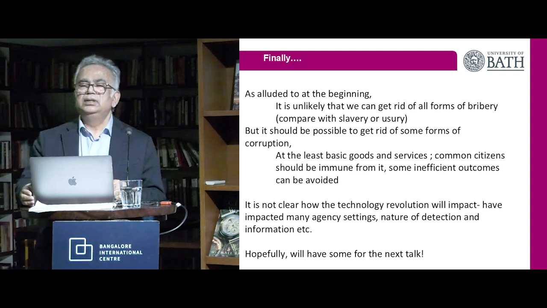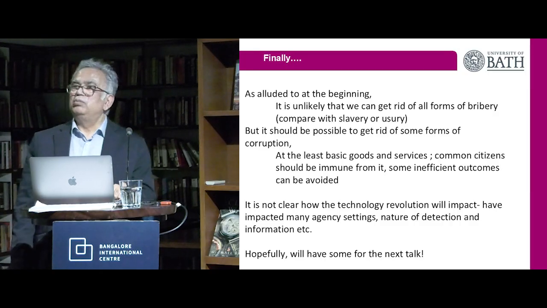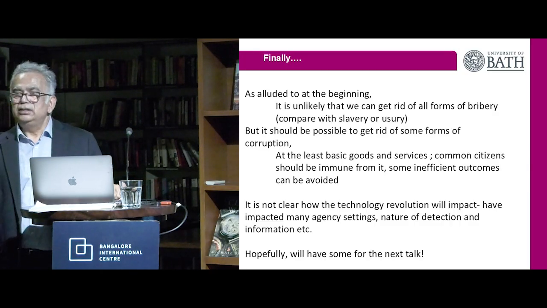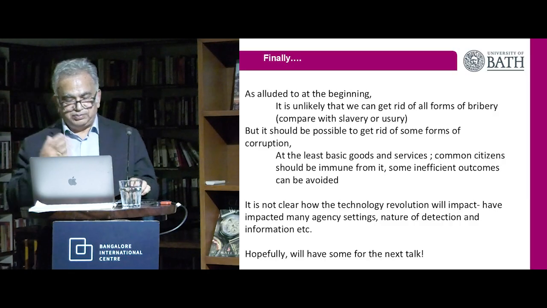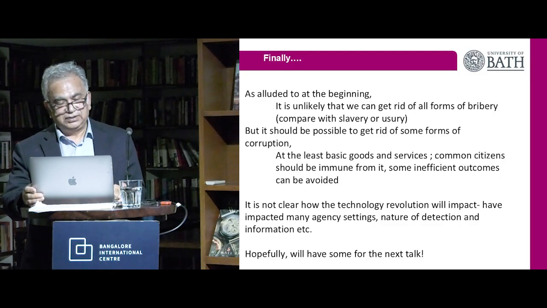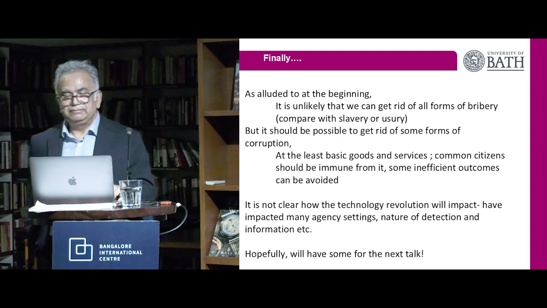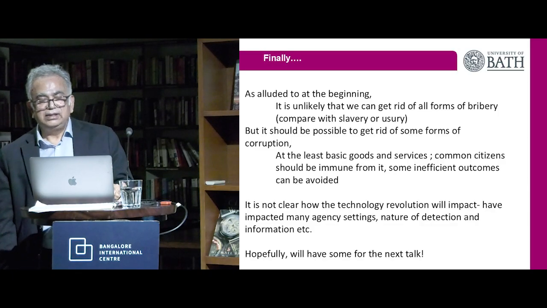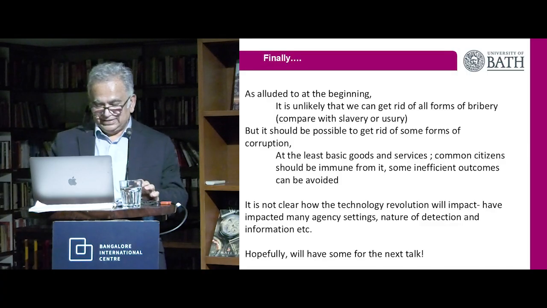I know things have improved, but when Babu invited me for the talk, I realized that I've been trying to sell my late father's land in my parental district in Bangalore for more than 1.5 years. The file just doesn't move. I don't know what the reason is, but obviously I'm not going to pay any bribe. So we should have at least that level of clarity. The thing I didn't talk about is how the technological revolution will impact this. I just briefly mentioned agency settings. Hopefully that will help. Thank you.